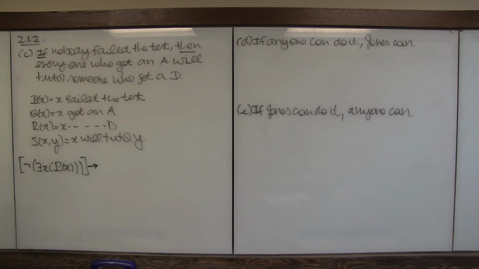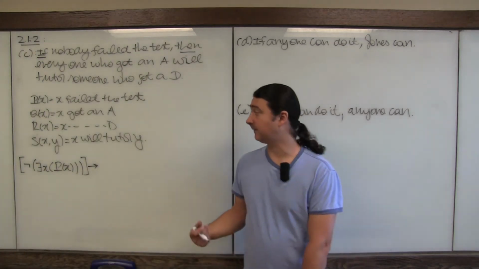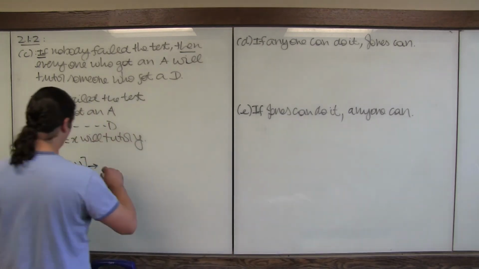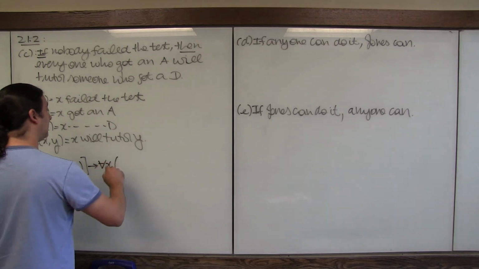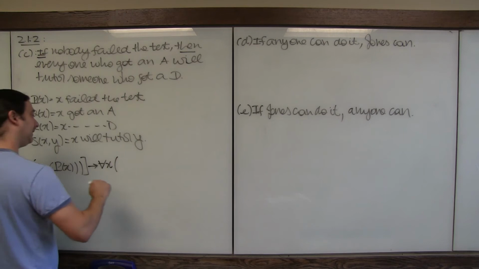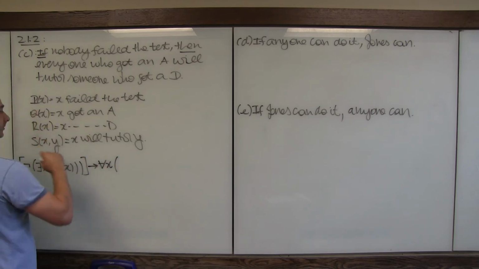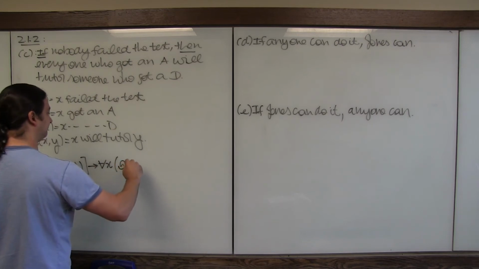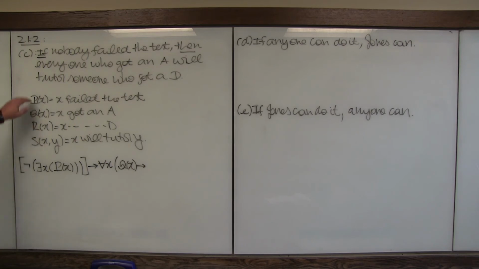everyone who got an A will tutor someone who got a D. So this everyone is a for all. So for all x, but it's for all x who got an A. So it's similar to the previous example. So it's an if-then statement in here. If x got an A, so if Q of x, then this person who got an A will tutor someone who got a D.